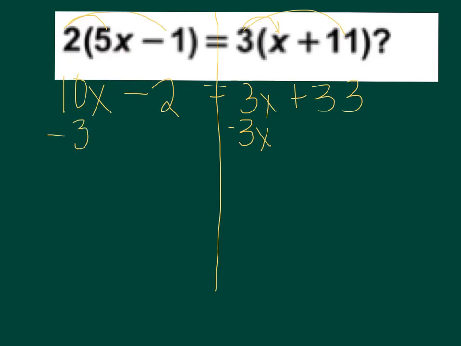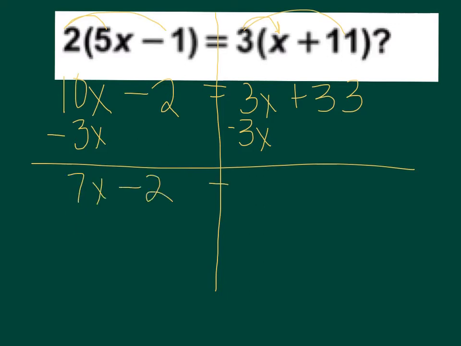And notice I'm lining it up with the like terms. I am not putting my negative 3x here because I can't combine negative 2 and negative 3x. So make sure you line up your like terms. So 10x minus 3x is 7x. Bring down my minus 2, my equal sign, and this is gone, so I have 33. Now it's a two-step equation. So add 2 to both sides.